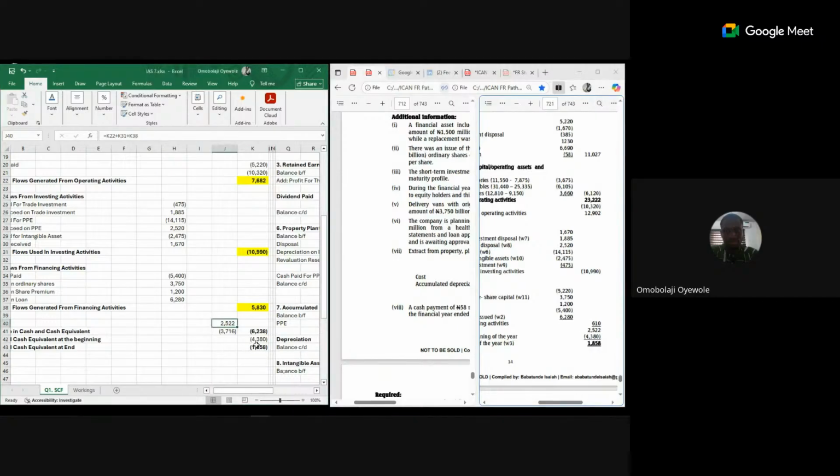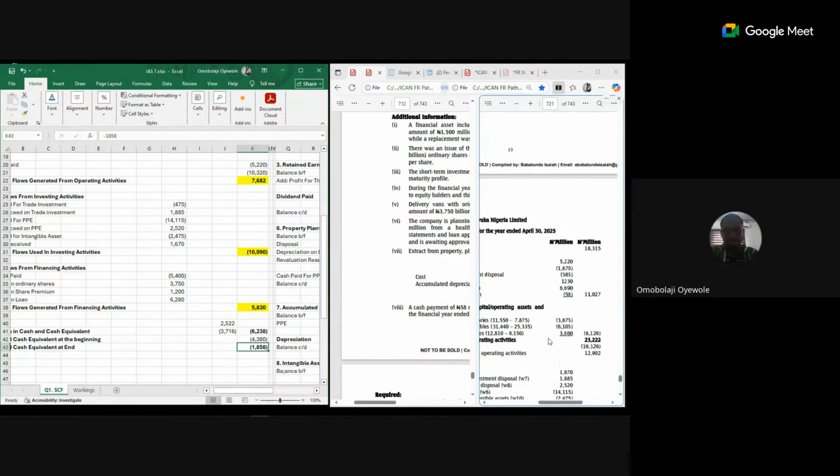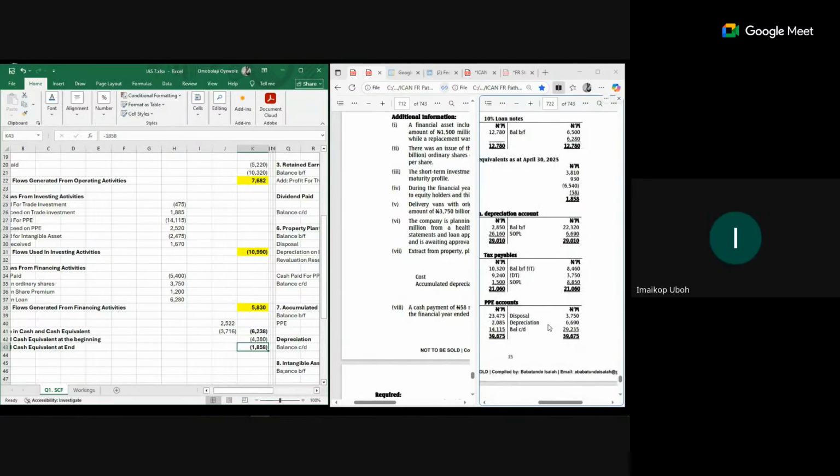So it means that they added this. I don't know where they got their own addition. So the difference here is this 1,888 that their solution added. Let me see why. Let me use the calculator to calculate that part again. 3,880 plus 930 minus 6,550 minus 50. This is minus 1,858. I really don't know why they added.